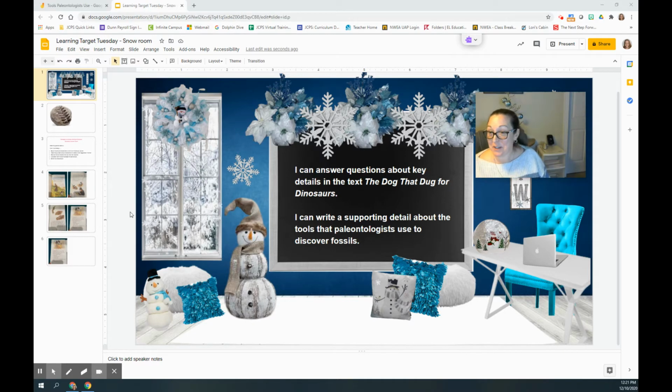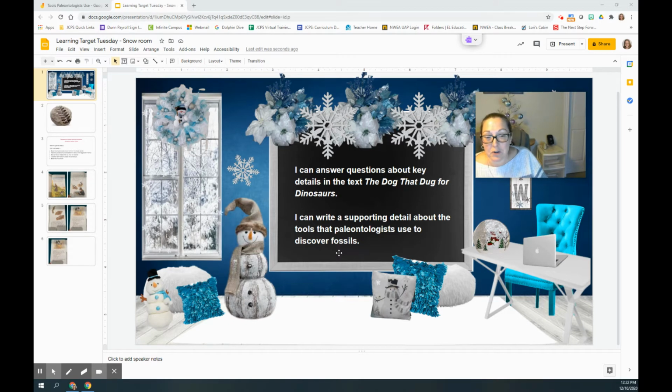Today we're going to start a new book. I have a book for us called The Dog That Dug for Dinosaurs. But before we can do that, let's talk about what we're going to do today. We are going to answer questions about key details again in the text, and then we're going to write a supporting detail about the tools that paleontologists use to discover fossils.